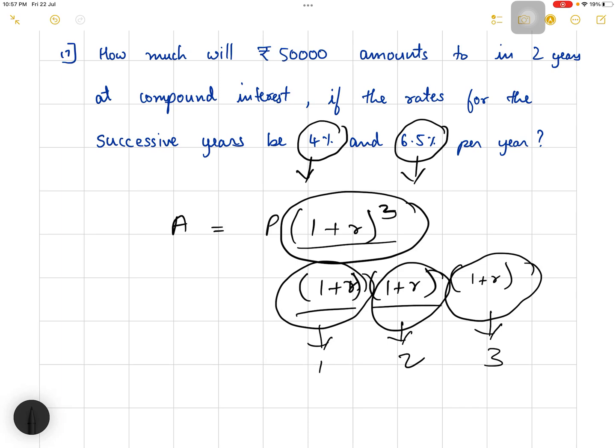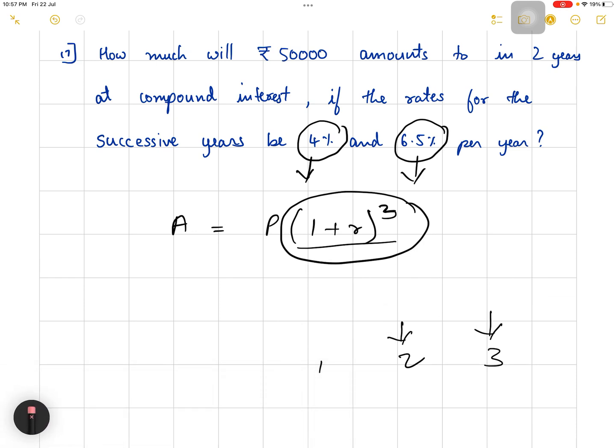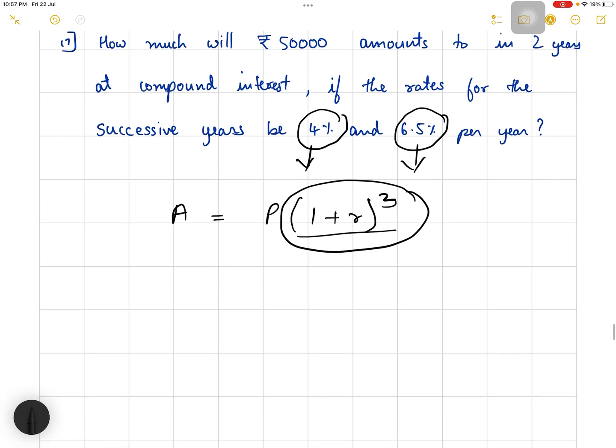If my rate of interest is 4% for 2 years, then I'll write (1 plus R) raised to 2. If 6.5% is for 5 years, suppose I'm calculating compound interest for 7 years.